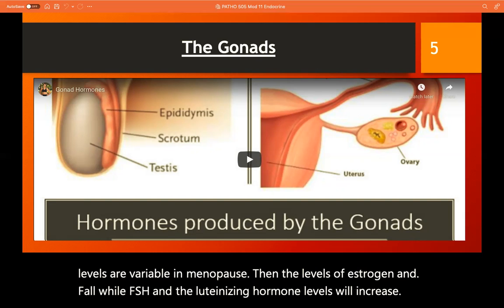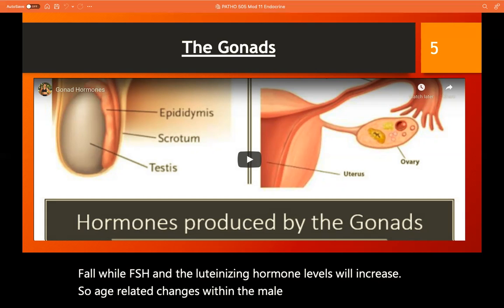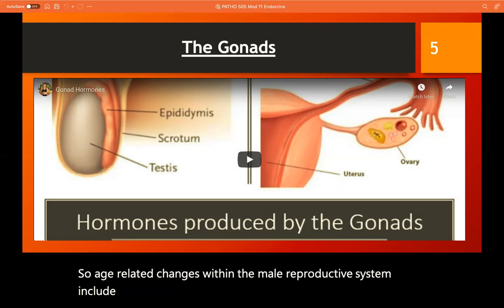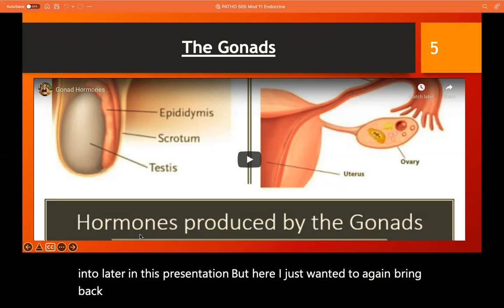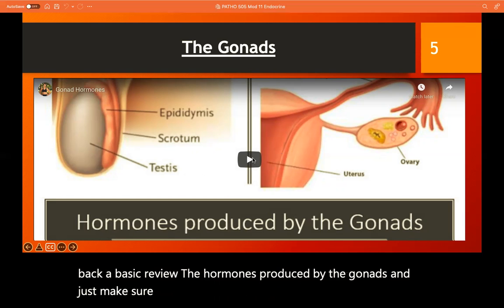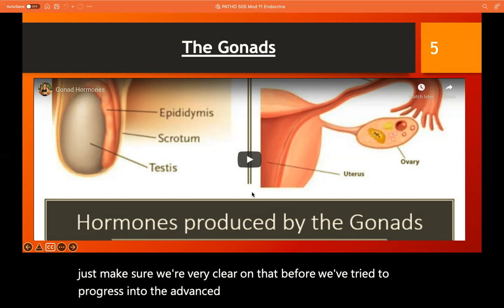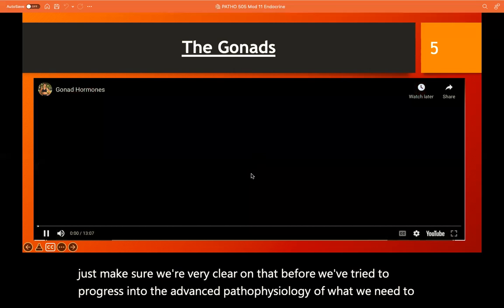Age-related changes within the male reproductive system include erectile dysfunction and prostate disorders, which we will get into later on in this presentation. But here I just wanted to, again, bring back a basic review of the hormones produced by the gonads, and just make sure we're very clear on that before we try to progress into the advanced pathophysiology of what we need to grasp as nurse practitioners.